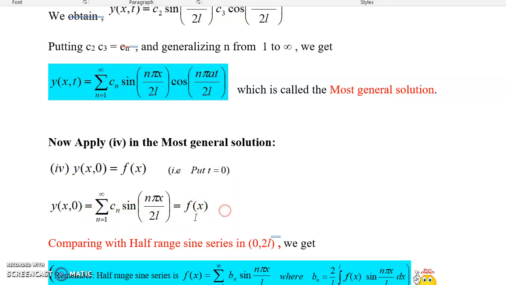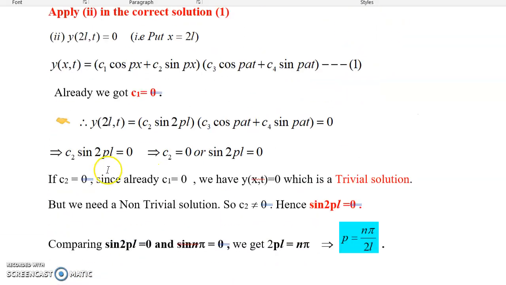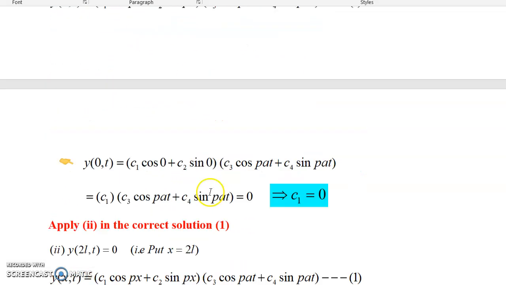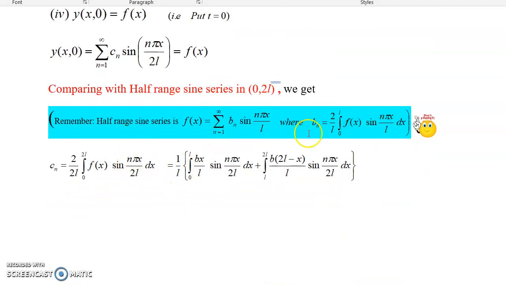And what is that f of x? Previously we had f of x as this, and it's an algebraic equation. So we need to compare this with our half range sine series. Remember, this is our half range sine series, sigma bn sin n pi x by l. Is it not the same form? Here instead of bn we have cn and instead of l we have 2l. That is the only difference. And hence the formula for cn will be the same formula as bn, but in the place of l we need to write 2l. So wherever we have l, we can write 2l.